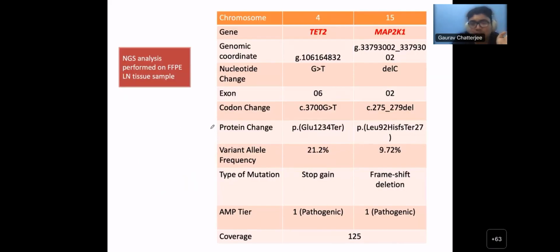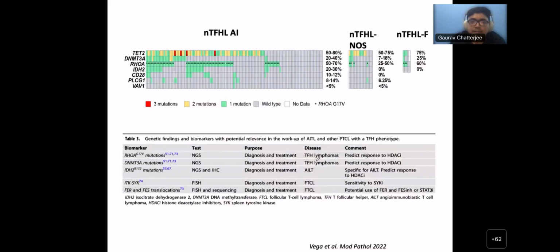Okay, so let's not go too much into it. We did an FFPE, let's just right now switch off. Don't think that you need to know this. But just because I find this very interesting, I think you should know it for the sake of getting interested, getting fascinated by the subject. So we did an FFPE tissue biopsy, we did NGS analysis. We found a TET2 mutation, and we found a MAP2K mutation as well. But the TET2 was the predominant mutation with a higher allelic frequency, 21% allelic frequency.